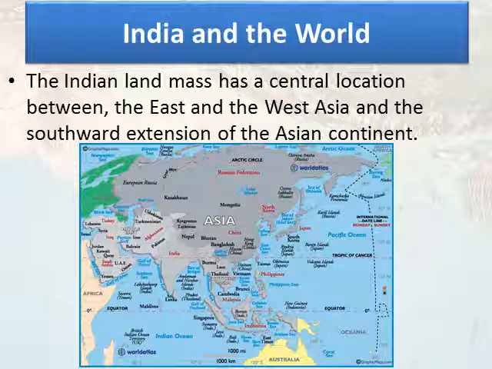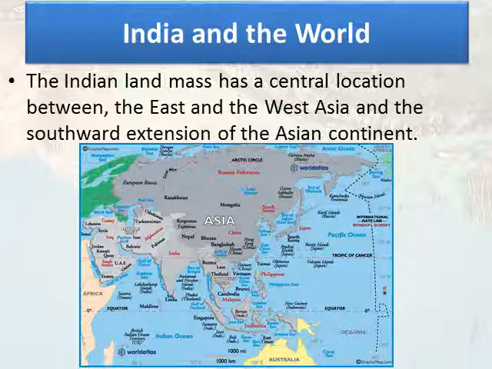And the Indian landmass has a central location between East and West Asia and the southward extension of the Asian continent. So in the map you can see the Indian landmass is almost at the central position compared to East and West Asia and the southward extension of our Asian continent.